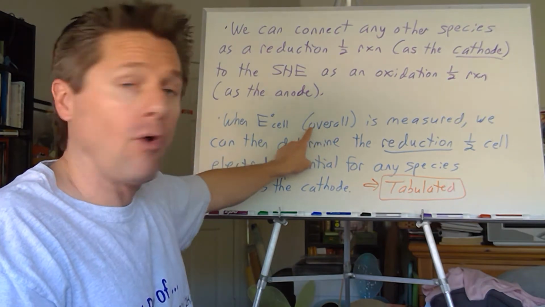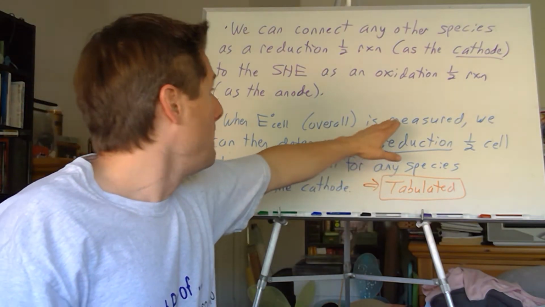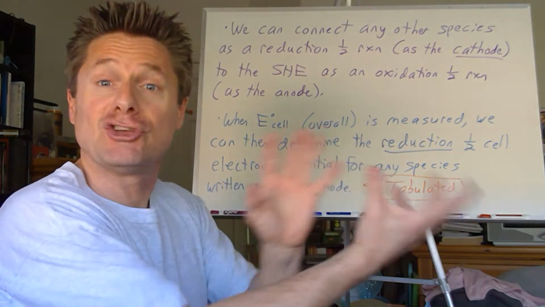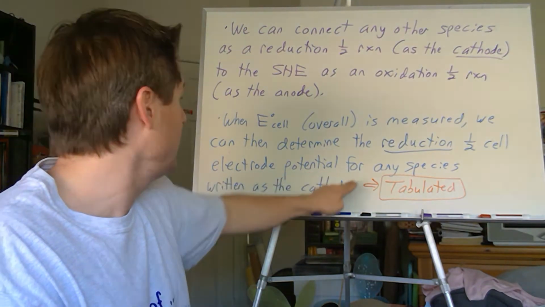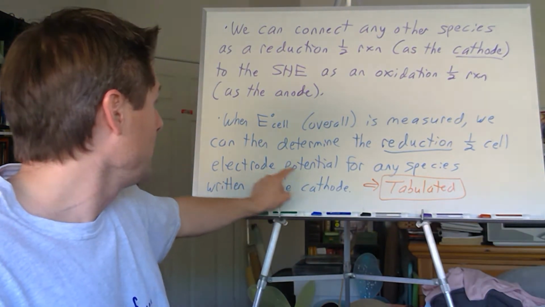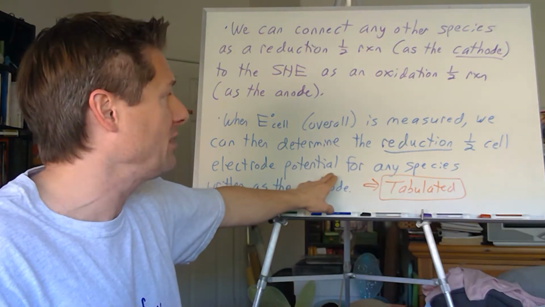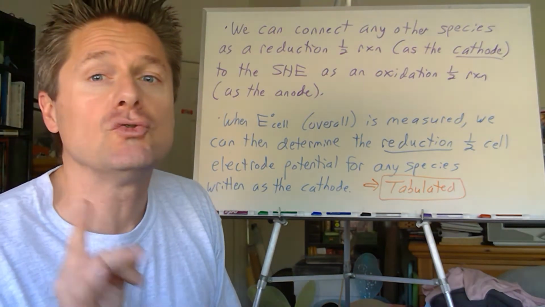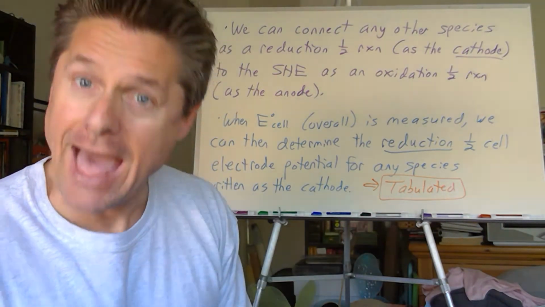So when we get the overall standard electrode potential, the potential difference between the 2 electrodes, we can measure that. We can then calculate and determine the reduction half cell potential of the unknown one on the right-hand side relative to the standard hydrogen electrode on the left-hand side as the anode, because that's 0, right? So we can get the standard reduction half cell electrode potential for any species written as the cathode relative to the standard hydrogen electrode. This is fantastic, right? Those are tabulated.